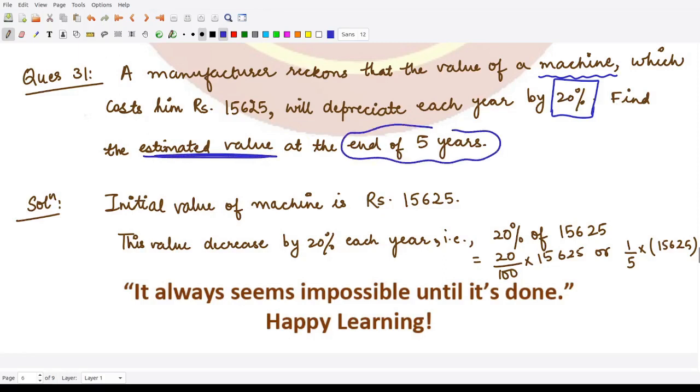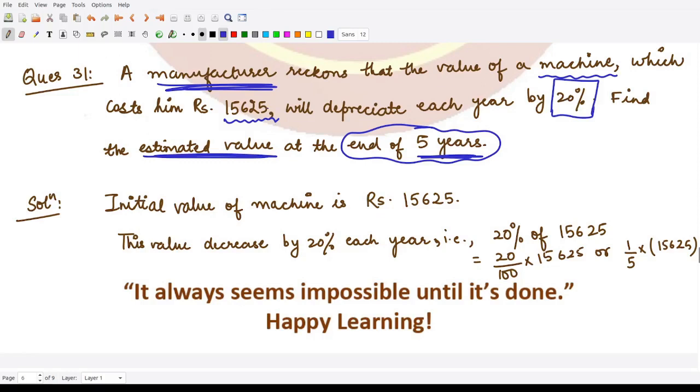So that means once the machine has been bought and kept for 5 years, from 15,625, what would be the decrease in the value? So that means after 5 years, if this manufacturer wants to sell the machine, then what amount would they get from that machine?